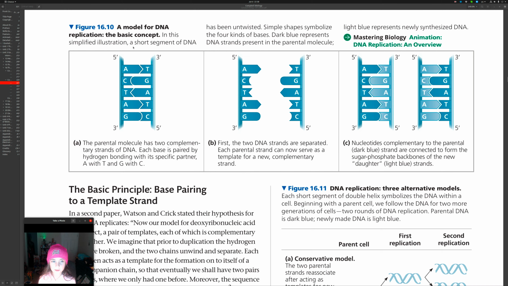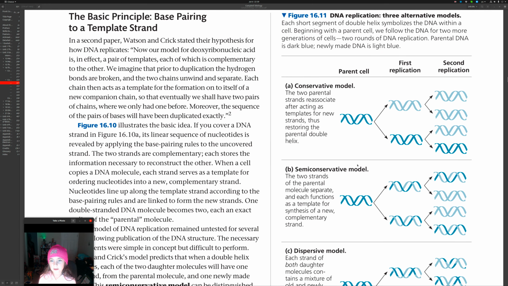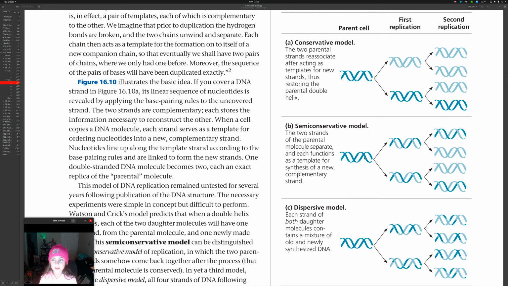Okay, so here you have this strand, nucleotides, and then the two are separated, and then the dark blue strands are connected to form the sugar-phosphate backbones of the new light blue strands. And then here we have the conservative, the semi-conservative, and the dispersive model.